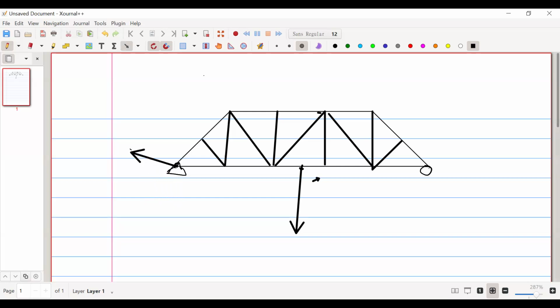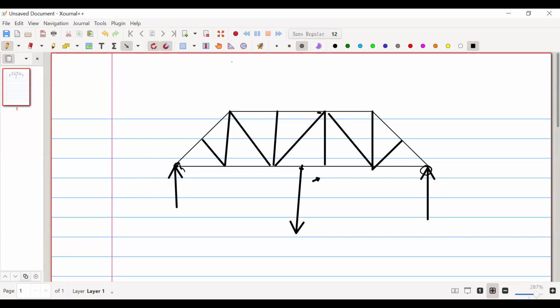How do I erase this thing? I want to erase this. All right. So suppose the bridge has a support right there. And the bridge has a support here.